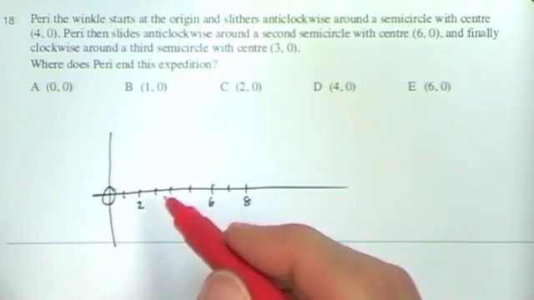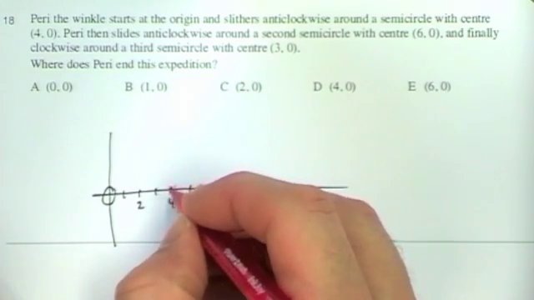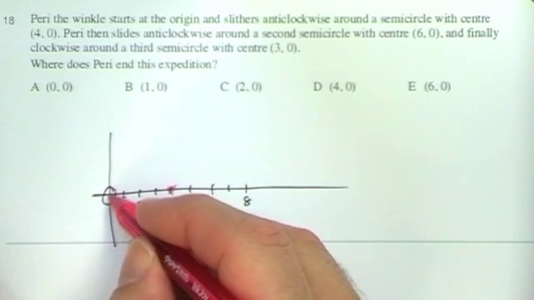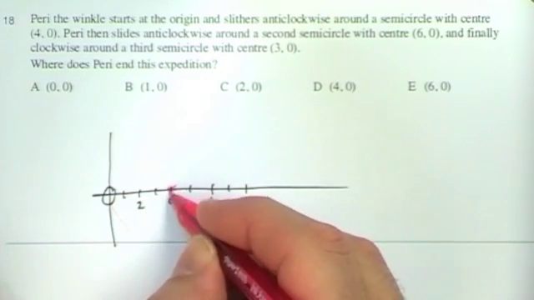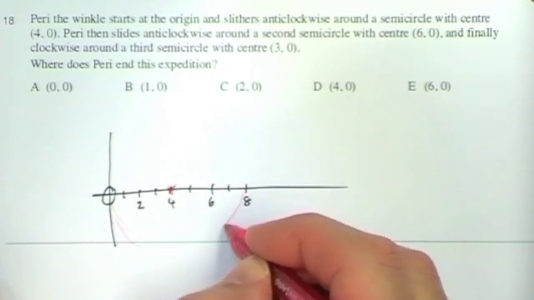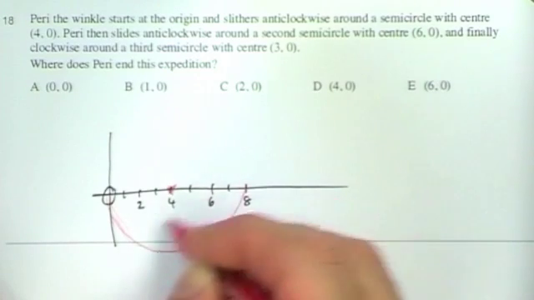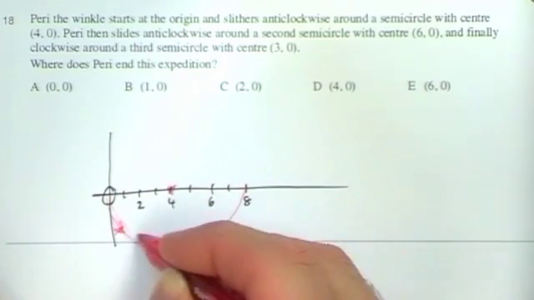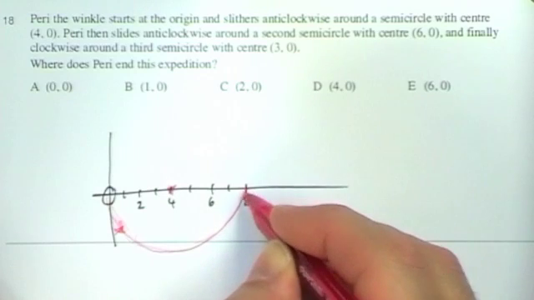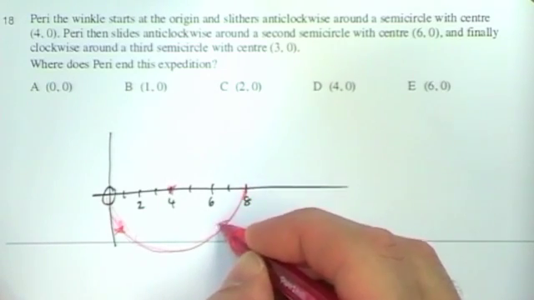Centre of the semicircle, centre 4, 0. So the centre of the first semicircle is there, and so he slithered around the semicircle, which must have the radius of 4, and so that semicircle he's going to slither around is actually going to end up at 8. So he's slithering around that way, and it's a semicircle, so it's running out when Peri gets there, and that's going anti-clockwise.